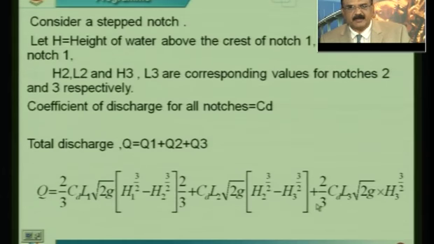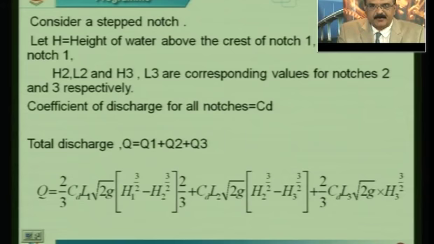Now when you come to the top one, it will be 2/3 CD L3 root 2G into H3 raised to 3 by 2. If you simplify this, or if you keep it as it is, depending on the data given in the problem, if you substitute the values, you are going to get the discharge through this stepped notch. Clear? So again I repeat, whenever I am talking about a stepped notch, it is a combination of rectangular notches.